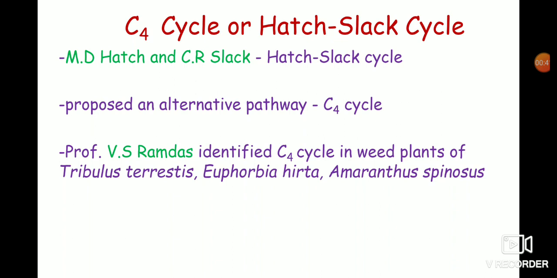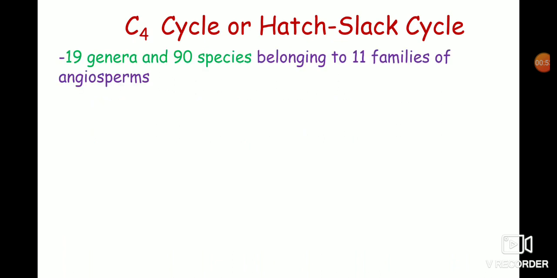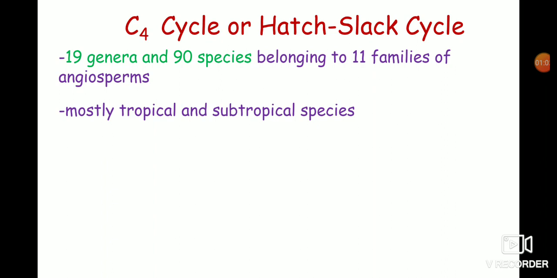Professor M.S. Ramdas identified the C4 cycle in weed plants of Tribulus terrestris, Euphorbia hirta, and Amaranthus spinosus. The C4 cycle is reported in 19 genera and 90 species belonging to 11 families of angiosperms. C4 plants are mostly tropical and subtropical species.